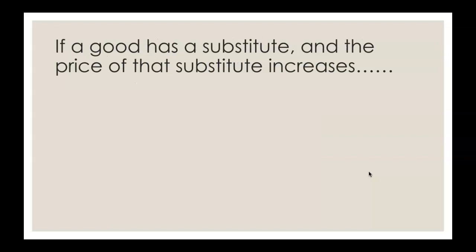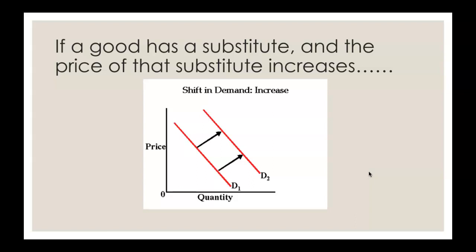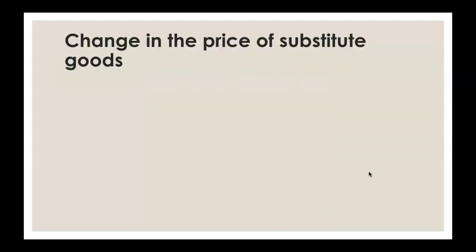If a good has a substitute and the price of that substitute increases, that's going to increase demand for that good. So for example, if the price of Adidas goes sky high, people are going to buy Nike instead, or something else. So this is easier to see when we actually put it in a curve. Demand for the good whose price did not change will decrease.